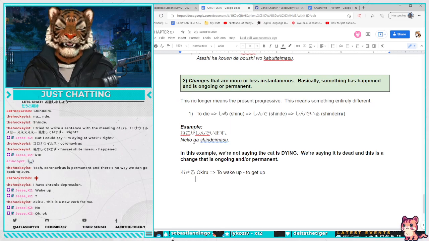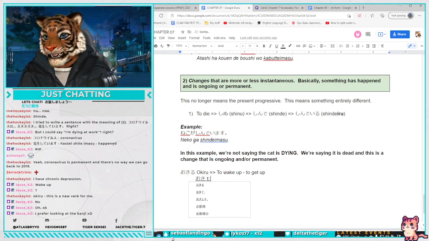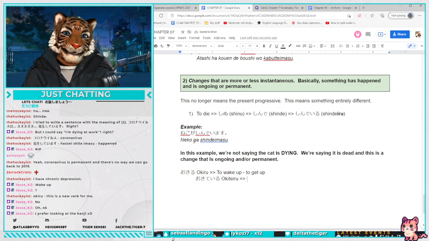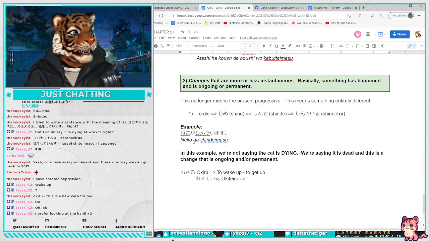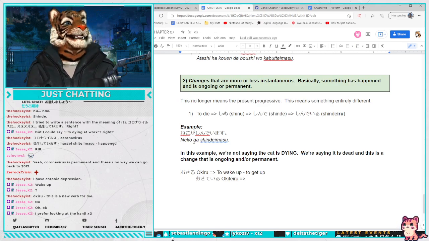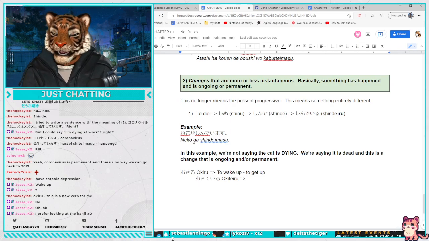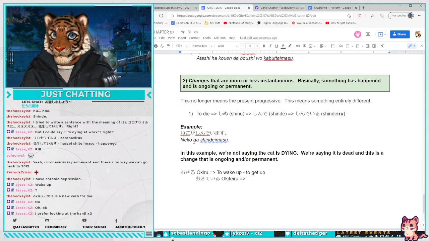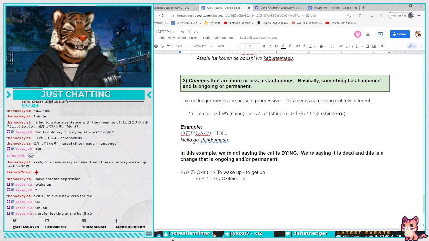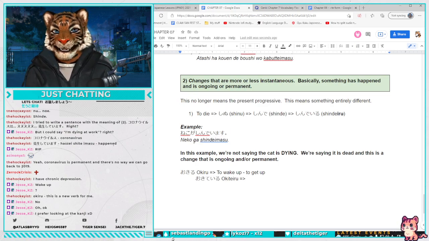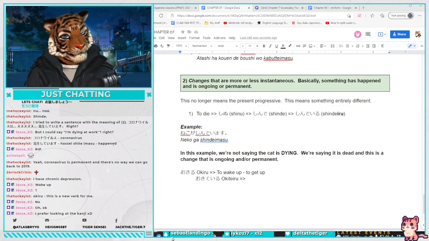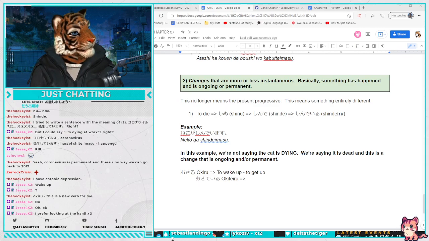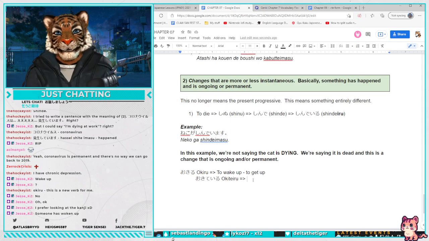But this is a normal root verb. Okiru, okitemasu, okiteru. Or okitemasu, okitemasen. I prefer looking at the kanji. It does get to the point where looking at the kanji is a lot more useful, but since we haven't learned how to write it yet, I'm not going to use it. Now, okiteru doesn't mean someone is waking up. It means what? If we're using te form, this is not present progressive again. That something changed, but we're still using the verb. It means they're what? Not exactly that they've woken up.